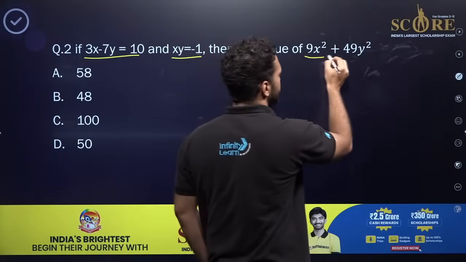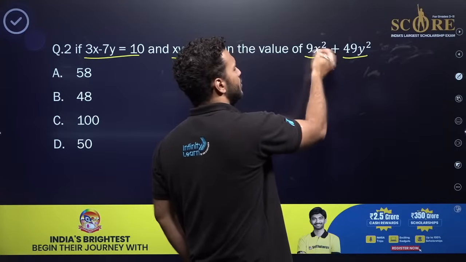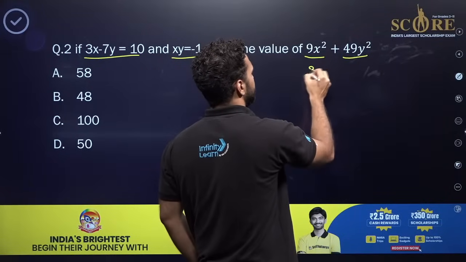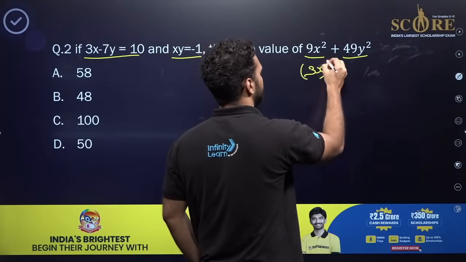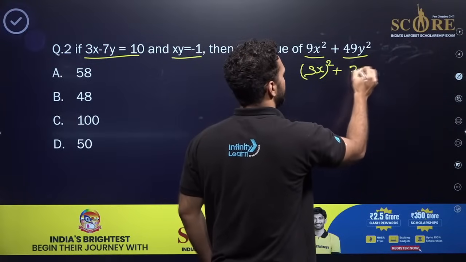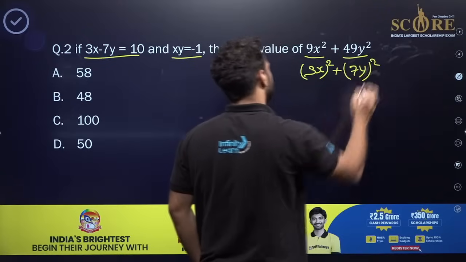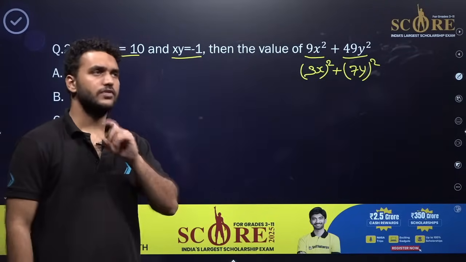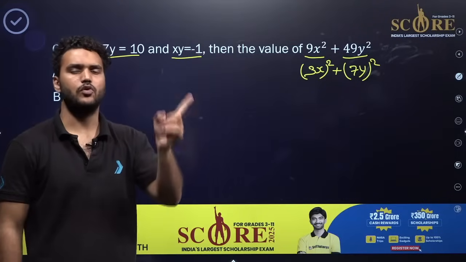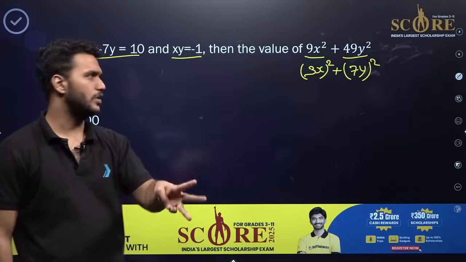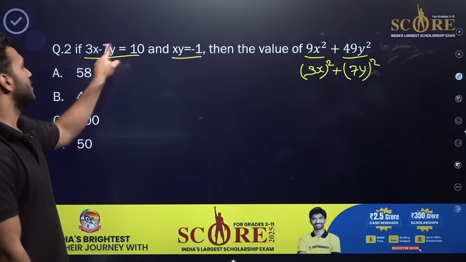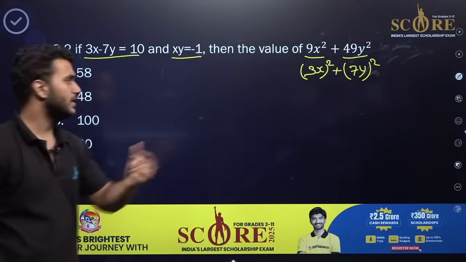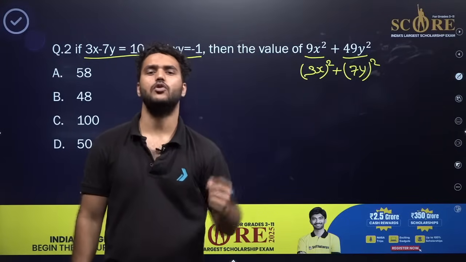Sir, find 9x square plus 49y square. Don't you see that this is nothing but 3x whole square plus 7y whole square? And where do we get a square plus b square? Sir, we get it in the identity a plus b whole square, which gives a square plus b square plus 2ab. But here we have a minus b. We also get a square plus b square in a minus b whole square.